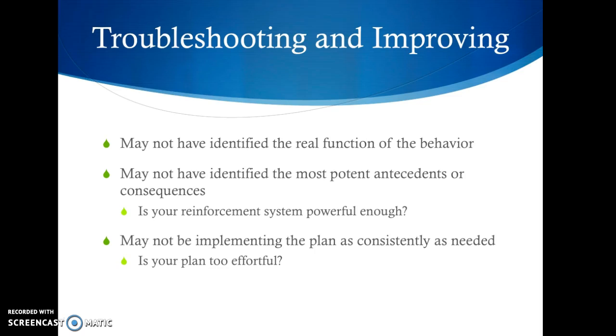Some of the questions we must consider in order to improve a struggling plan would be: Did we identify the real function of the behavior? Are there other functions that we did not consider? Did we identify the most potent reinforcers or punishers? If we don't have powerful reinforcers, we won't have an effective plan. Did we identify the most salient antecedents? Are there other situations or triggers for the behavior that we did not identify? Are we implementing the plan consistently? Did we make it too difficult to implement?